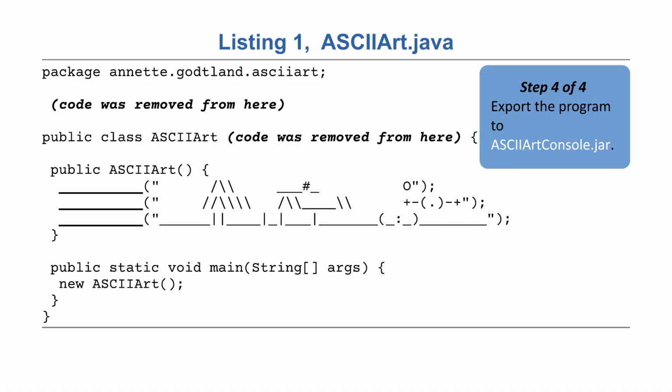Now, export the program and give the export destination a name of ASCII Art console.jar. Hint: export the project as a runnable jar file. Use the ASCII Art launch configuration. Use the new name for the destination jar file, and package the required libraries in the jar file. Double-click the generated jar file. What happened? It will appear that the program did nothing.